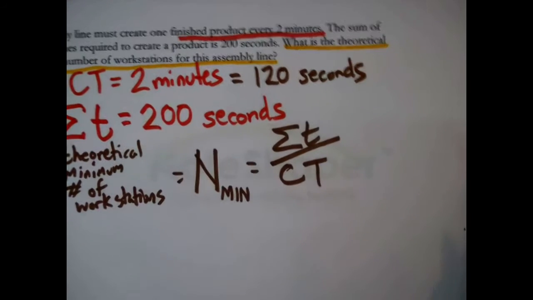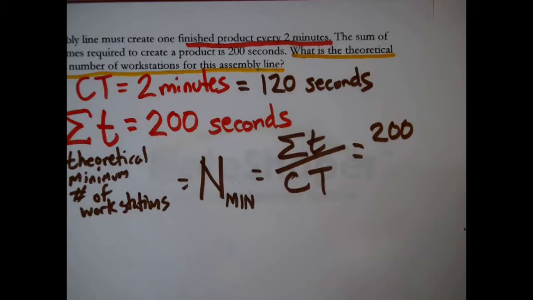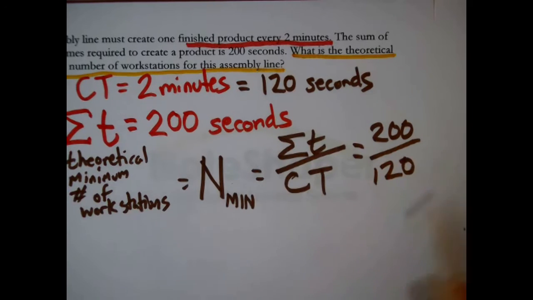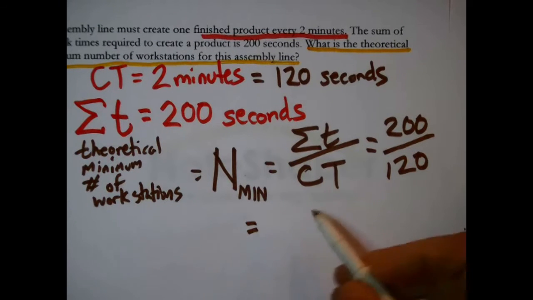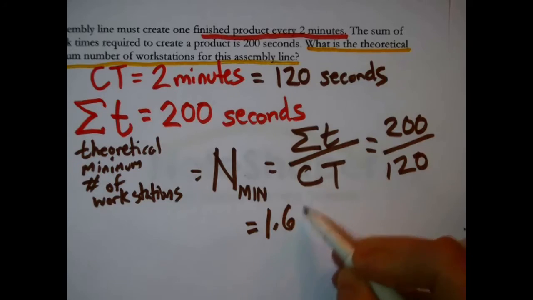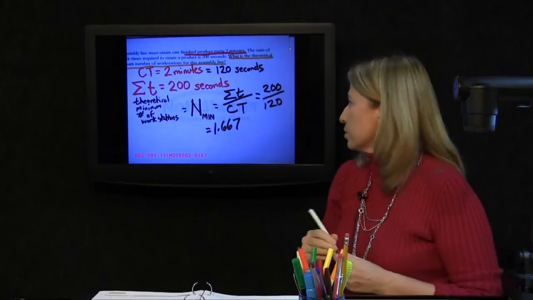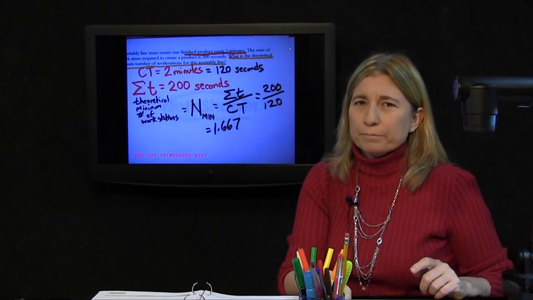Now fill out the formula. 200 seconds in the numerator, divided by 120 seconds in the denominator. Now it will come out right. That first comes out to, on your calculator, 1.6667, 1 2/3. That's not the answer, but we're getting closer.